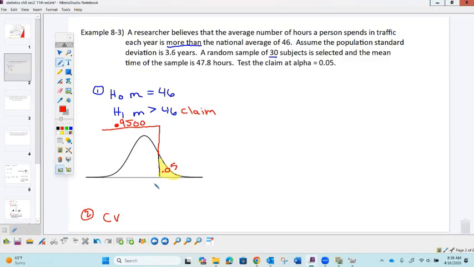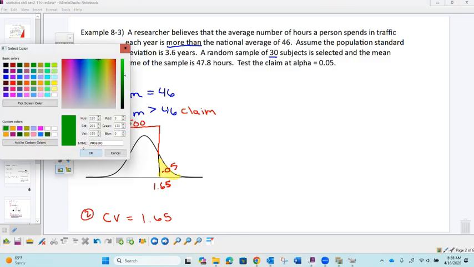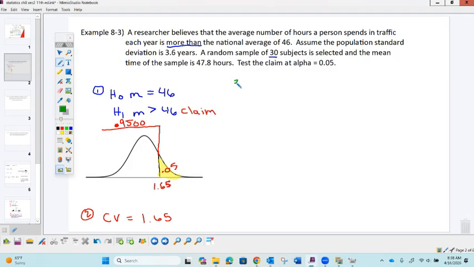So I'm going to put that critical value right here. There will also be a blank on the test that I give you for your critical value. Okay, so I have 1.65 here. My next step, let's get a different color. Next step is test value, step 3.